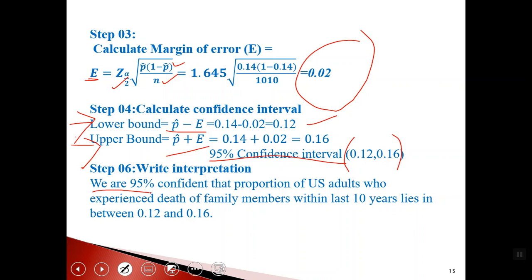Then at the end you should write your interpretation. We are 95% confident. Sorry, this should be 90. Why 90? They have given 90, not 95. Sorry for that. So we are 90% confident that the proportion of US adults who experienced the death of family members within the last 10 years lies in between the values you figure out, 0.12 and 0.16, lower value and upper value.